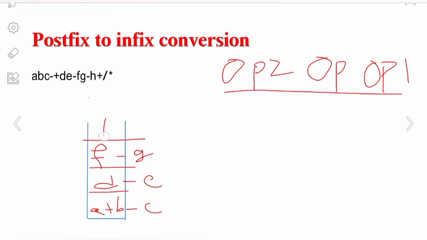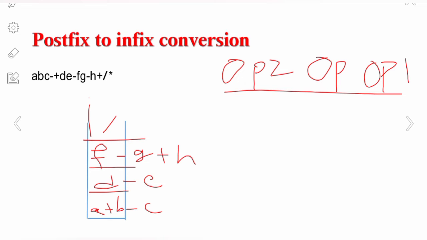So next value is h and plus. So again the operator is available. Now we will apply this formula, that is f minus g plus h. Okay, f minus g plus h. So now we are going to pop these elements out of the stack and push the f minus g plus h into the stack. So now the next one is the division operator. We are inserting the division operator. So again the operator is available here.